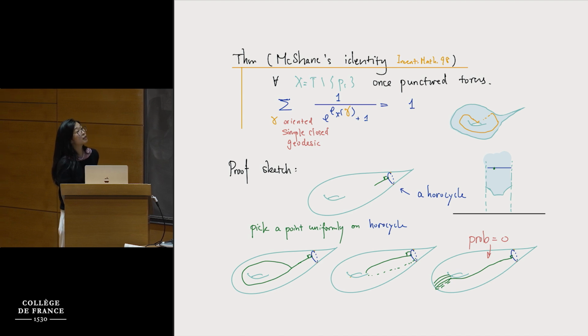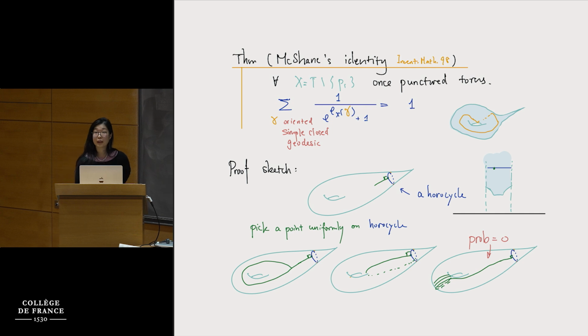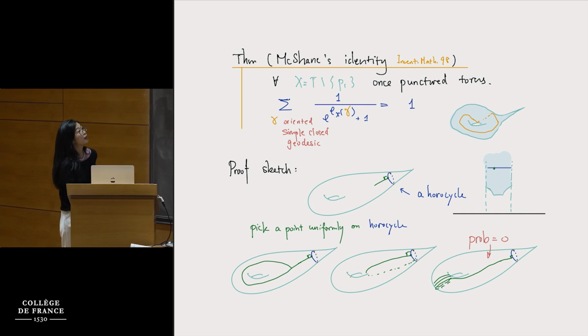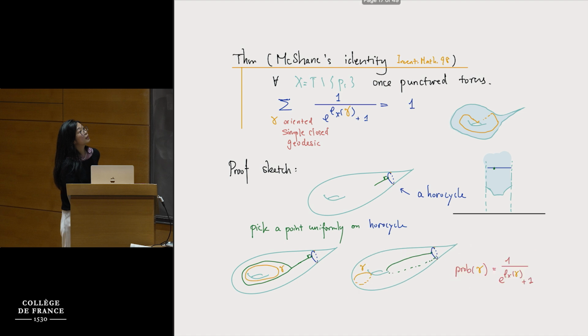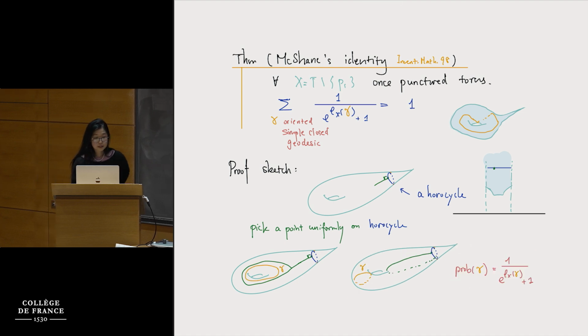And actually, there's another scenario that can happen, which is that this geodesic is going to wrap around and get closer and closer to some closed geodesic. But this thing happens with probability 0. Let's just look at these two cases. In these two cases, I would just assign a simple closed geodesic to each scenario.